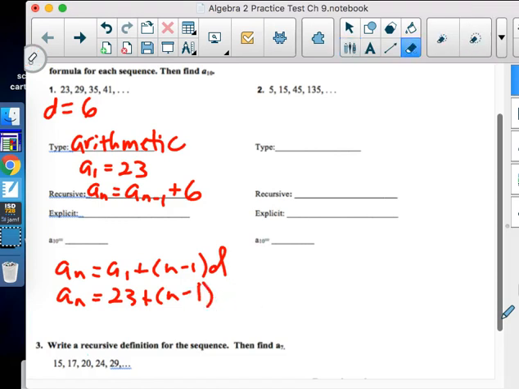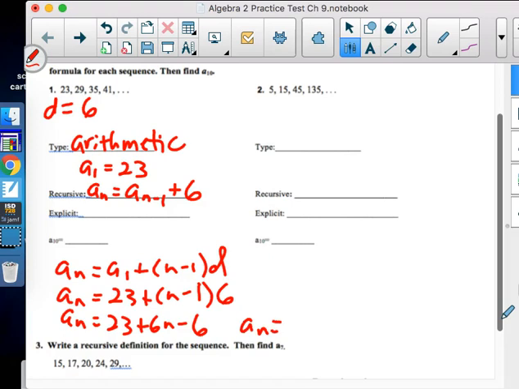And then we need to simplify that. Can't leave it like that. It looks awful. So we're going to distribute the 6. 23 plus 6n minus 6. And then we're going to combine like terms. So what's 23 minus 6, everybody? 17. So that's the explicit rule. That's going to go right here.